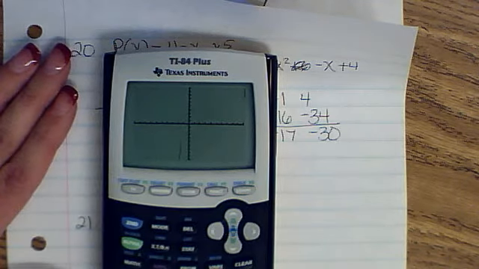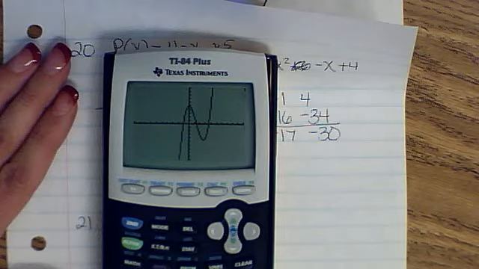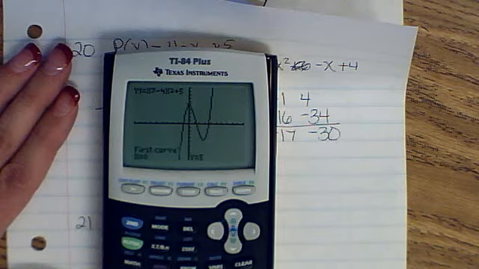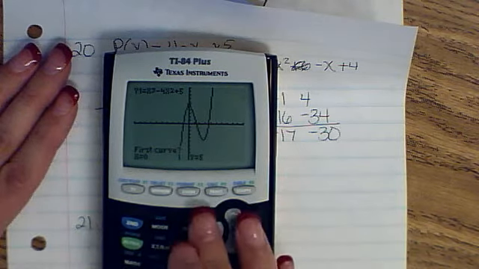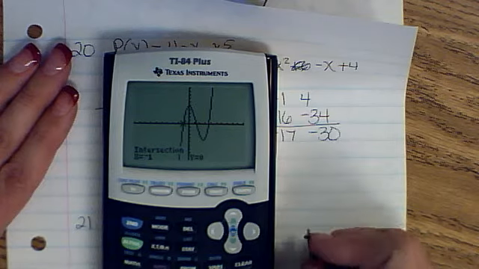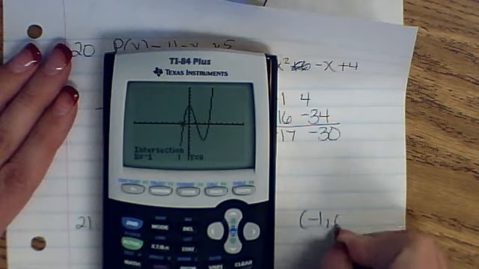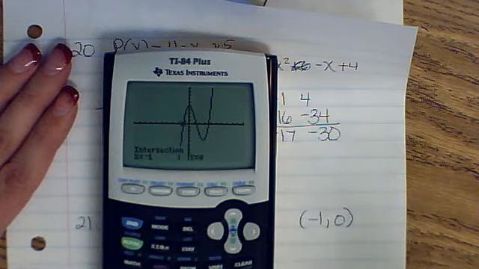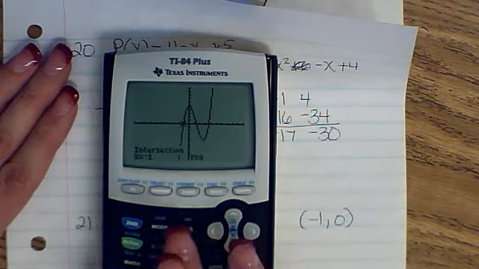You have to let the graph go. You have to let it come up on the screen. Then I'm going to move my cursor so it's to the far left, so you can see it flashing, and I enter, enter, enter. And I get the point, negative 1, 0. That negative 1, 0 is a root solution, x-intercept, or 0.